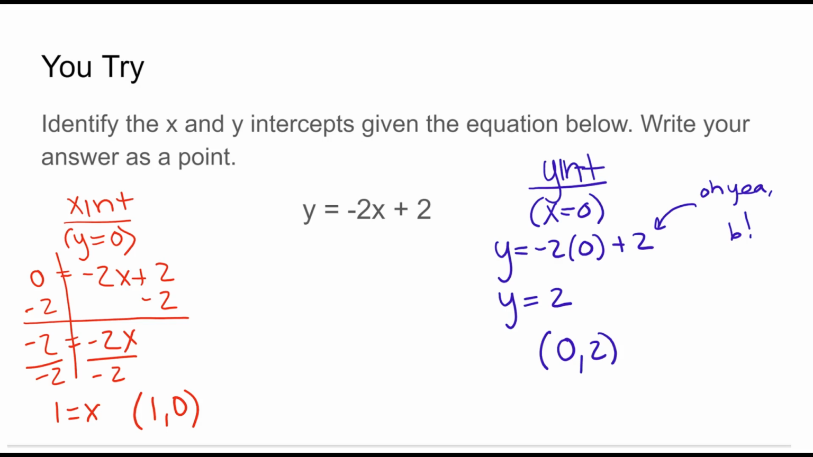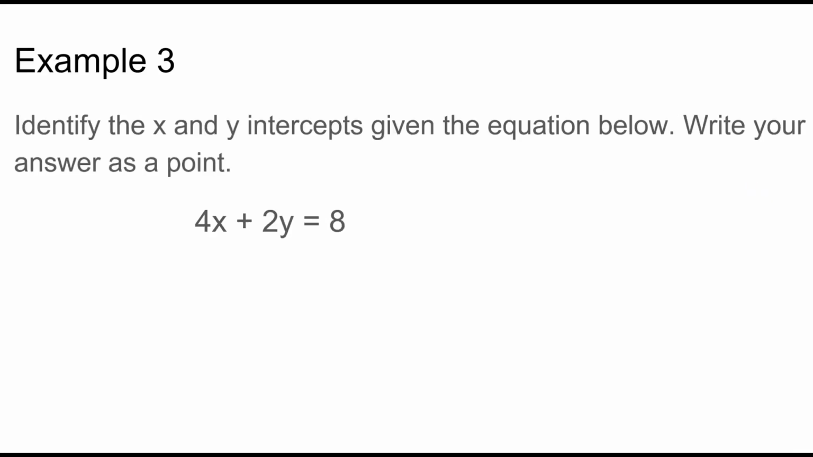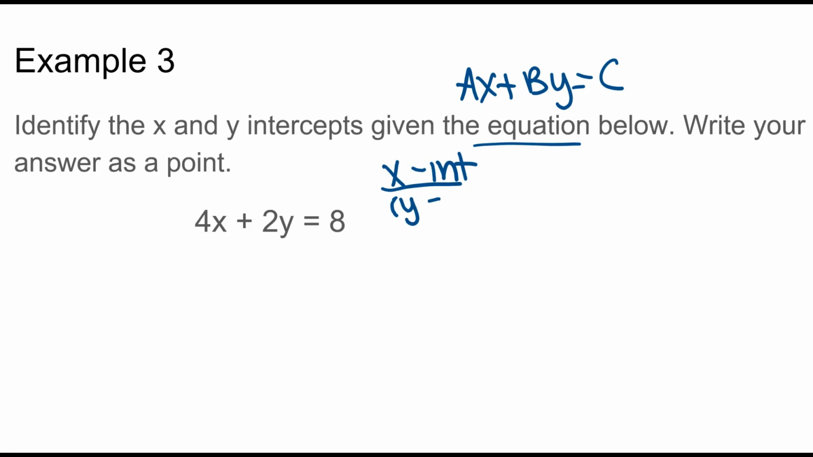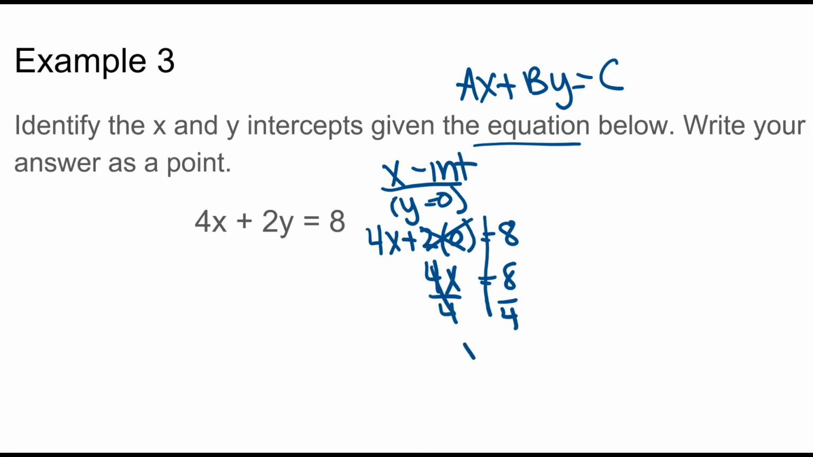We're going to do one more example together, and we're going to identify the x and y intercepts given the equation below. This equation is in standard form. So we'll start with our x-intercept. That is when y equals 0. So that is 4x plus 2, y is 0 equal to 8. Well, 2 times 0 goes away, so we get 4x is equal to 8. Divide both sides by 4. X is equal to 2. Write it as an ordered pair right away, 2, 0.